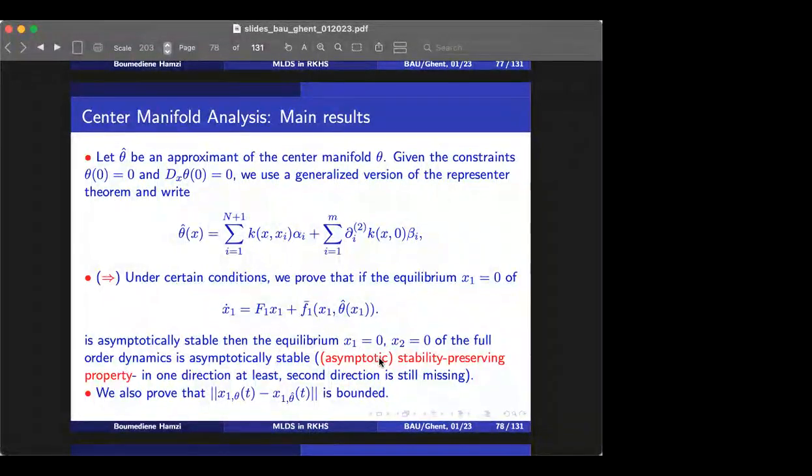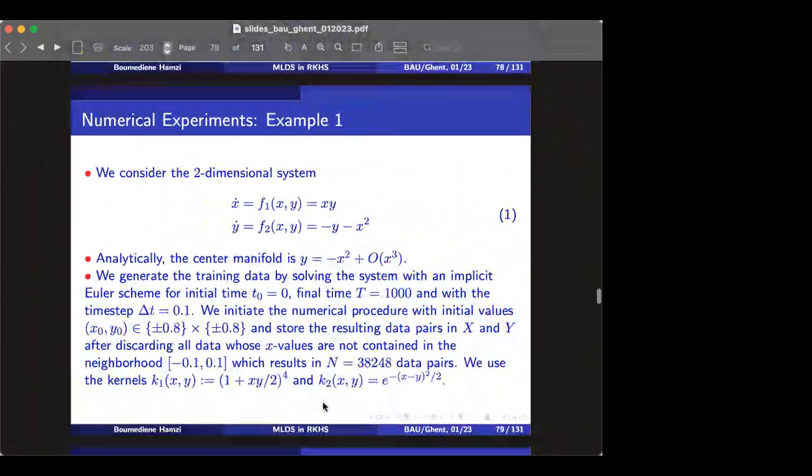So in a way, we are dealing with an asymptotic stability preserving property in one direction at least, and the second direction is still missing. We also prove that x1 theta minus x1 theta hat is bounded. So we consider an example. We have this two-dimensional system.